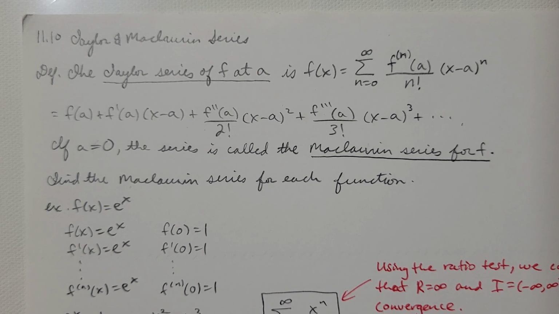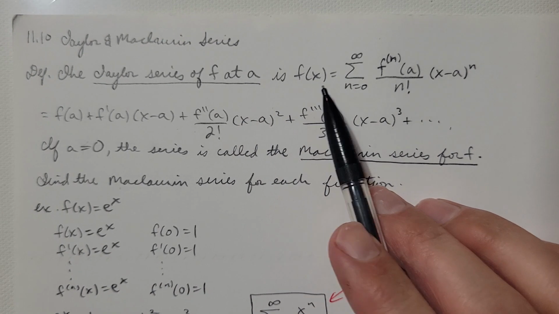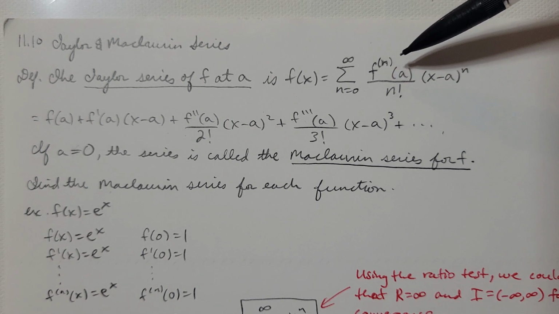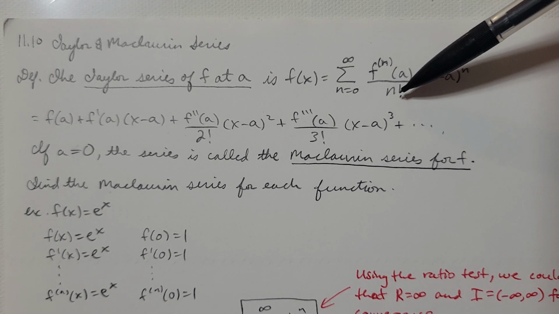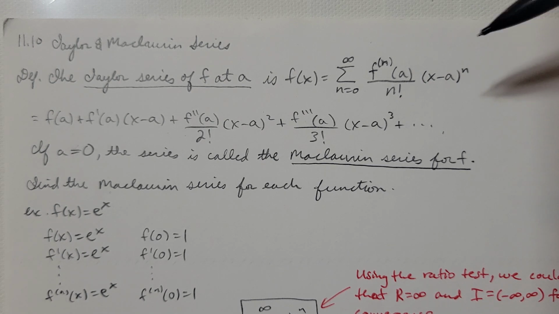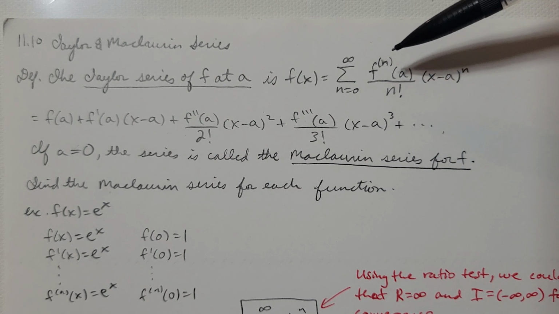Okay, we're going to start the last section here for the course, 11.10, which is Taylor and Maclaurin series. As definition, it says that the Taylor series of f is a function at a number a, is f of x equals the summation as n equals 0 to infinity of the nth derivative of f at a divided by n factorial times x minus a to the n. Okay, that's the nth derivative, not f of a to the nth power.